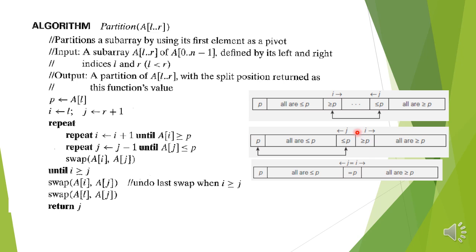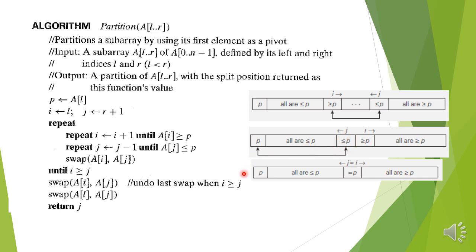So suppose I crossed here. I is greater than this j value, which means I and j have crossed over. At that time we can come out of the loop and we have to undo the last swapping. That is, you have to interchange the values of I and j once again. Then you have to swap the element A of L with A of j. The meaning is you have to interchange the pivot element with the element present in the jth location.